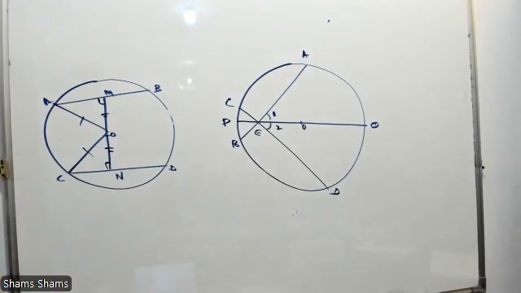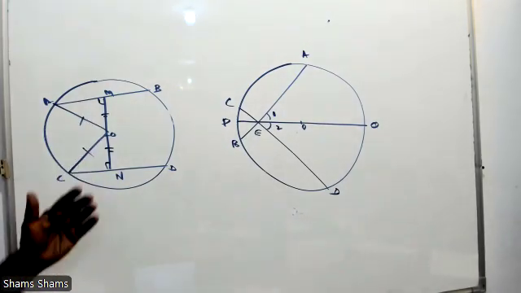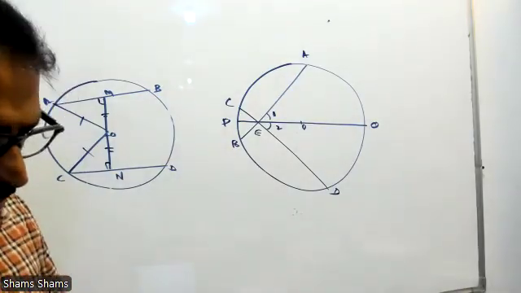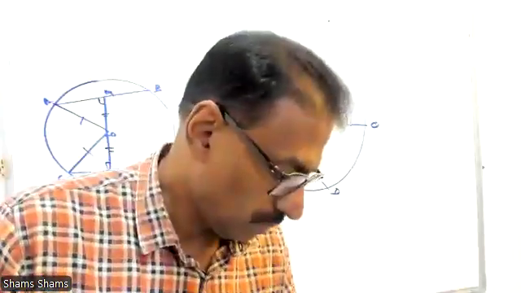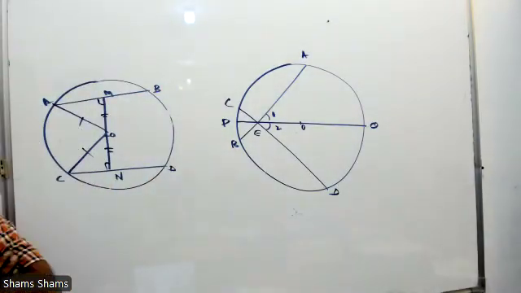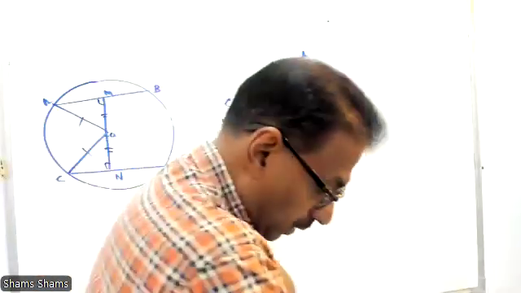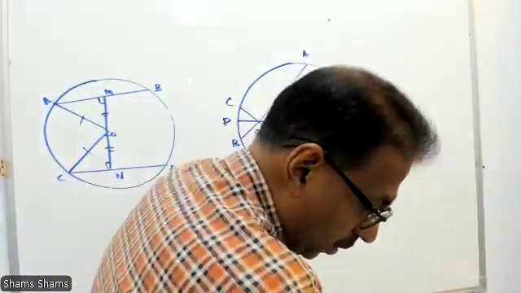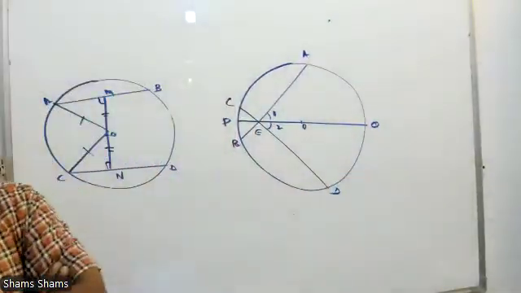Okay. What is the theorem now? Equal chords of a circle are equidistant from the center. Right now, draw this figure. Equal chords of a circle are equal distance from the center.